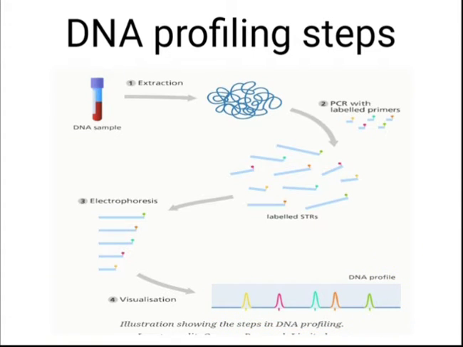So simply, first step is extraction. Second one is PCR with labeled primers. Third one is labeled STRs. Then electrophoresis, and fourth is visualization, that is a DNA profile.